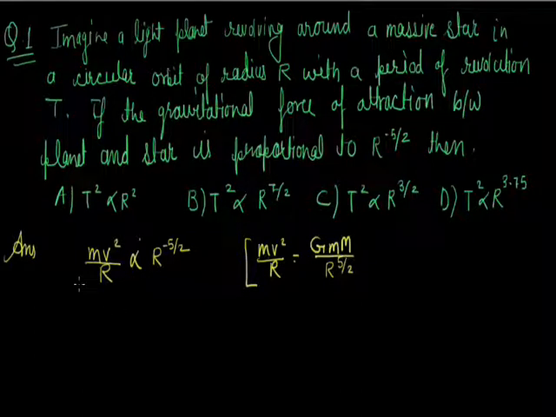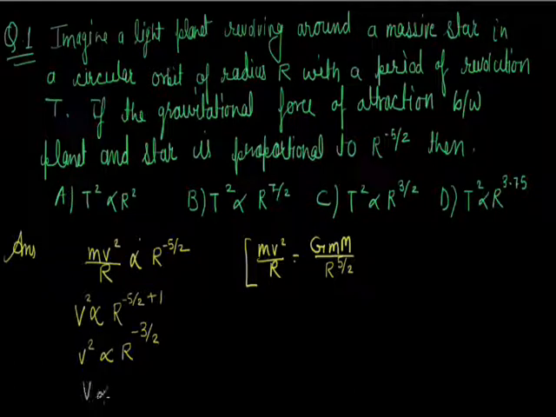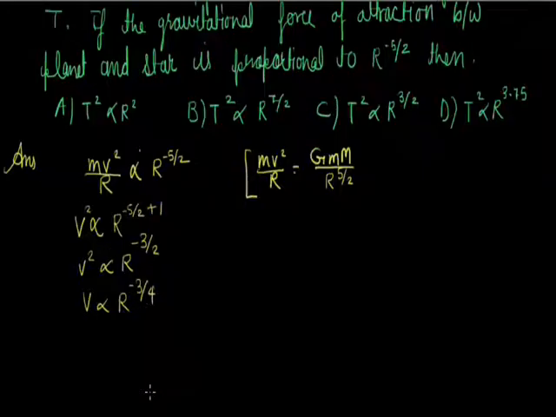So here we can write, what will be the dependence of v on r? v square is directly proportional to r raised to power minus 5 by 2 plus 1, which means v square will be directly proportional to r raised to power minus 3 by 2. So v will be directly proportional to r raised to power minus 3 by 4. Here we have found that v is proportional to r raised to power minus 3 by 4.